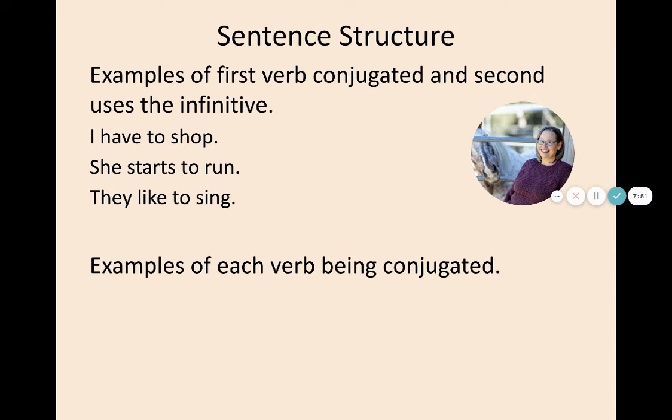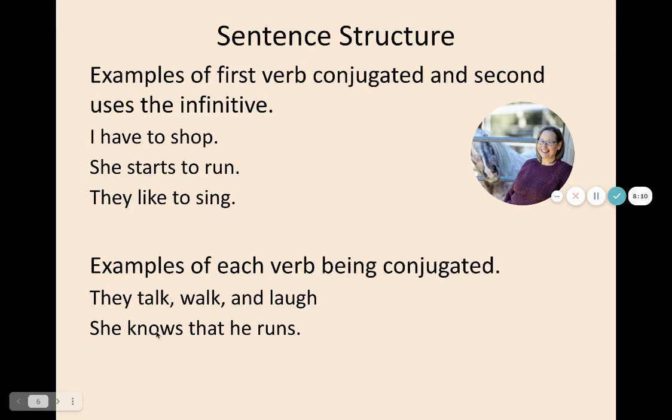Examples of each verb being conjugated. See how it says talk, comma, walk, comma, and laugh? It's all three. There's no period at the end of that sentence. Horrible. So talk, walk, and laugh would all be conjugated in that sentence. She knows that he runs. Because this right here is a phrase. They have a conjunction right here. And this is a totally different phrase over here. So it would make both of those conjugated verbs.